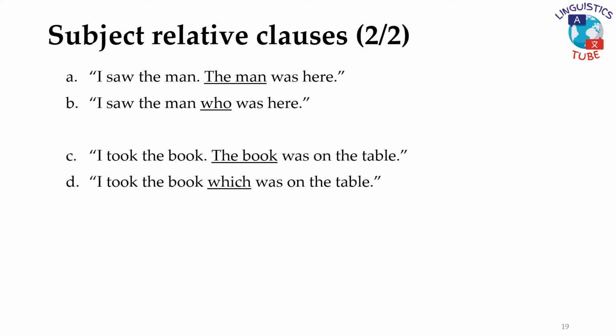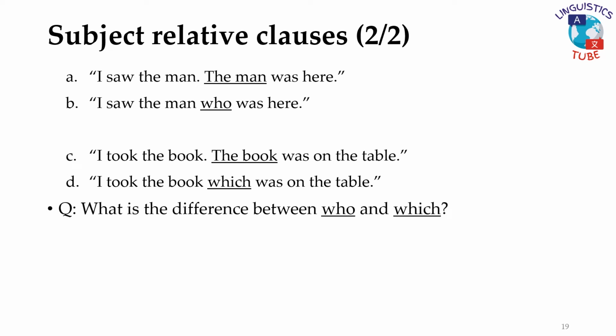Here is another example. The two full sentences are in C. I took the book. The book was on the table. The antecedent of the relative pronoun is the book, which is the subject of the second full sentence. Converting it into a main clause plus relative clause transforms the subject of the sentence into the relative pronoun which. I took the book which was on the table. This means that the book and which both refer to the same entity, so the book is the antecedent of which.